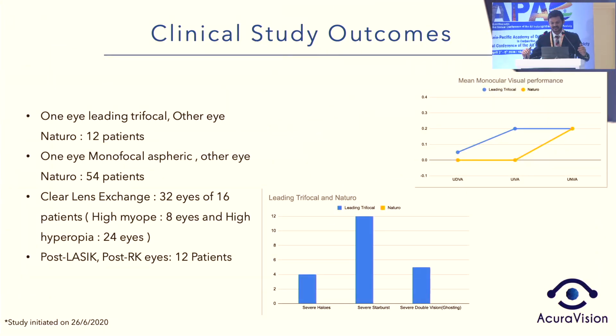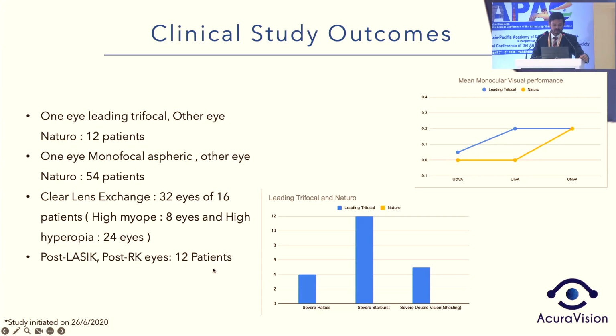We analyzed this by taking a cohort of patients that had a trifocal in one eye and were having visual symptoms that were causing them not to undergo cataract surgery in the other eye. They were hesitant. We did 12 of these patients. All of them had the problem of severe starbursts. Four of them had severe halos, and 5 of them complained of ghosting. We implanted Naturo panfocal in the contralateral eye, and none of the visual symptoms occurred.